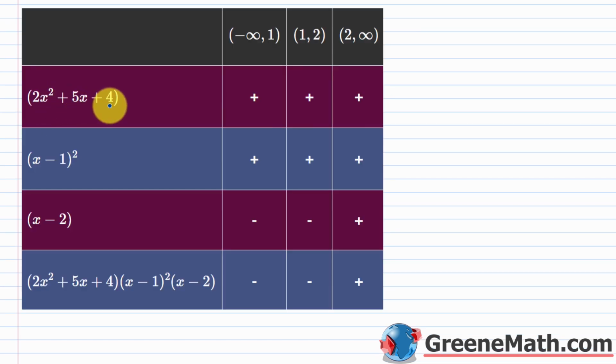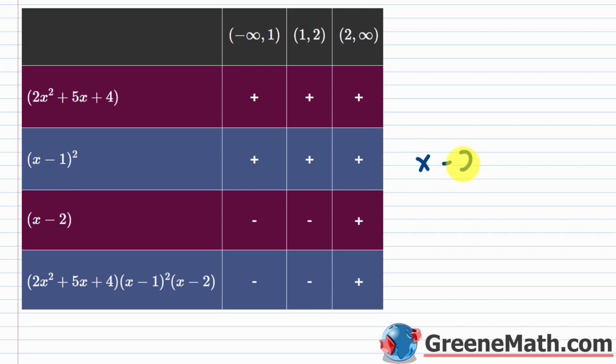This 2x squared plus 5x plus 4, again, we know it's always going to be positive. It will never be 0, and it will never be negative. We saw that earlier. So I put positive, positive, positive. This (x minus 1) quantity squared, again, that's going to be 0 when x is 1. Again, that's at your x-intercept, so (1, 0). And it's going to be positive everywhere else because of the squaring operation. So positive, positive, positive. So really, this other factor of x minus 2 is going to determine everything.